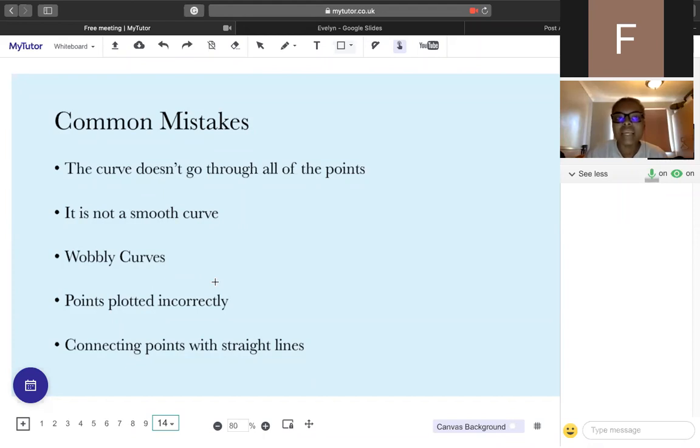Wobbly curves, it's not necessary. Like when I was drawing them, you sometimes get curves which do wobble a little bit. That's okay, but what they mean is nothing like that, where it's very obvious that you're not trying to keep it as smooth as possible. As long as you're attempting to, you will get the mark. Make sure you plot all your points correctly. If one looks like an anomaly, that means you've got it wrong. So you have to recalculate and make sure that you do them all correctly, and make sure you don't connect any of your curves with a straight line. Otherwise you will get the question wrong.